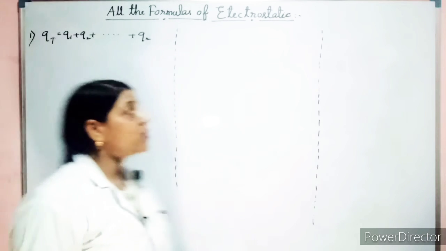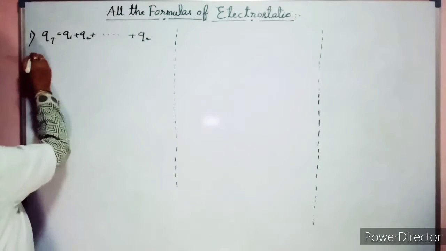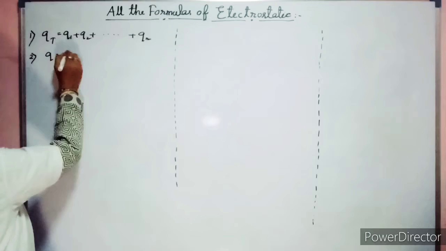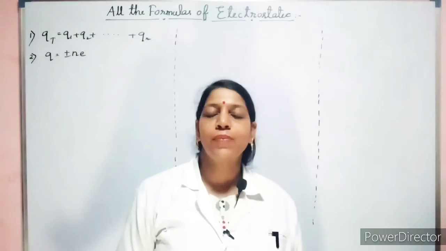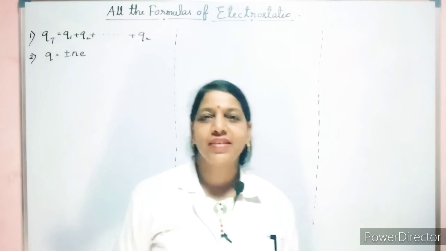Next is that charge is an integral multiple of the integer n. Q equal to plus or minus ne.